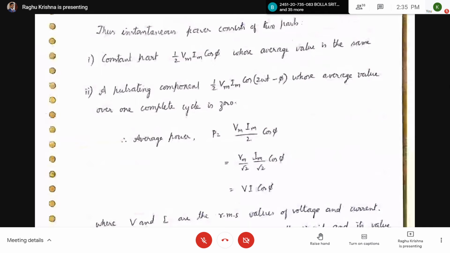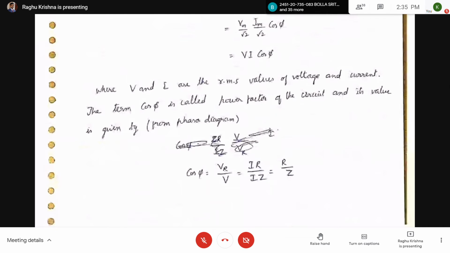So here, power factor has two formulas. One is VR by V, the voltage across the resistor divided by the supply voltage. Another definition is R by Z, where R is the resistance and Z is the impedance.